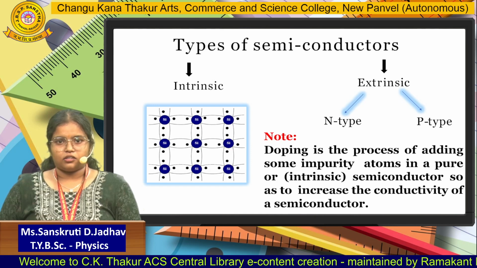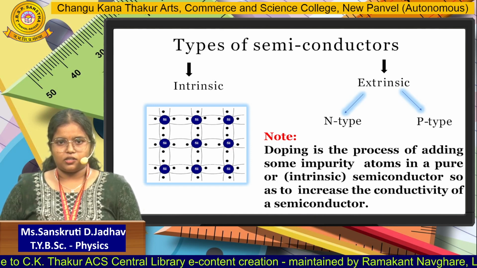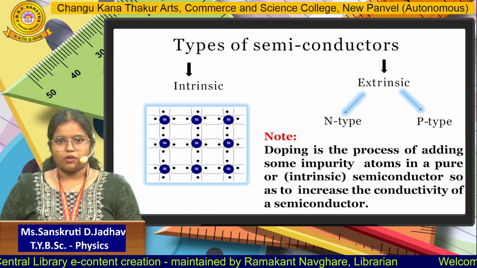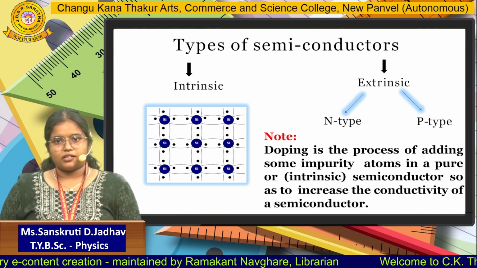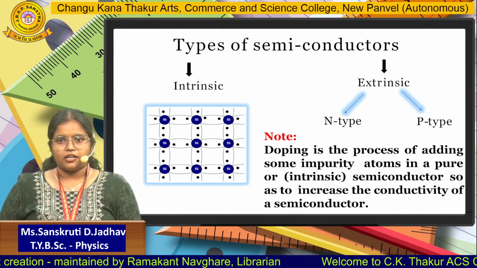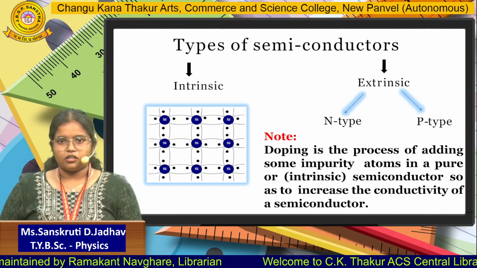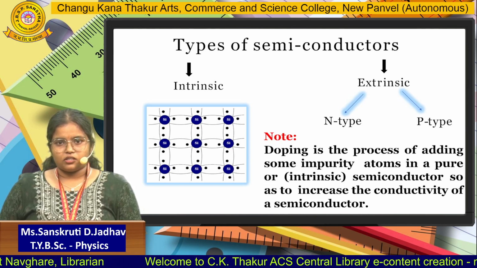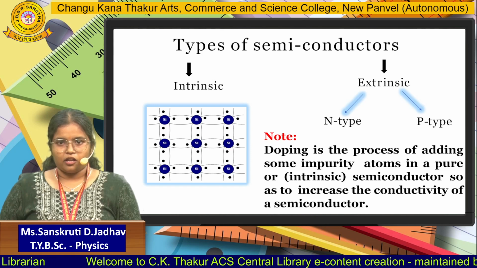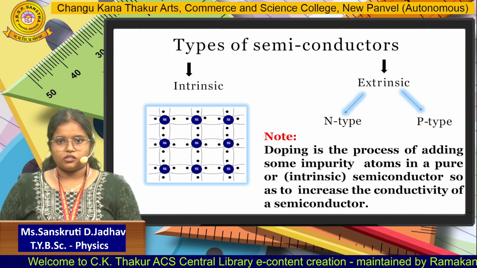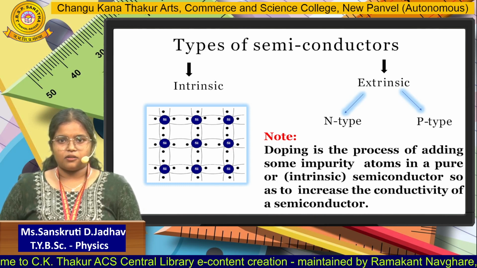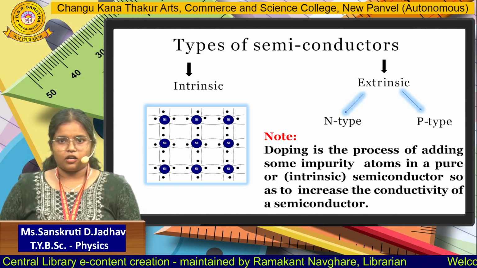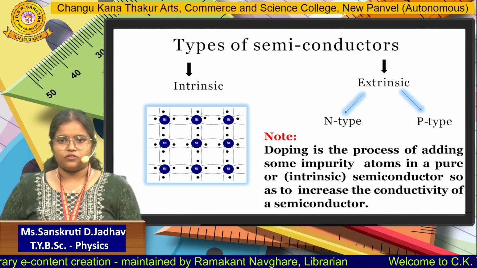Types of semiconductor: intrinsic semiconductor and extrinsic semiconductor. Intrinsic semiconductors are pure forms of semiconductor made up of silicon and germanium. Extrinsic semiconductors are of two types, N type and P type. Now what are extrinsic semiconductors? Extrinsic semiconductors are impure semiconductors which are made by doping. What is doping? Doping is the process of adding some impurity atoms to a pure or intrinsic semiconductor so as to increase the conductivity of the semiconductor.